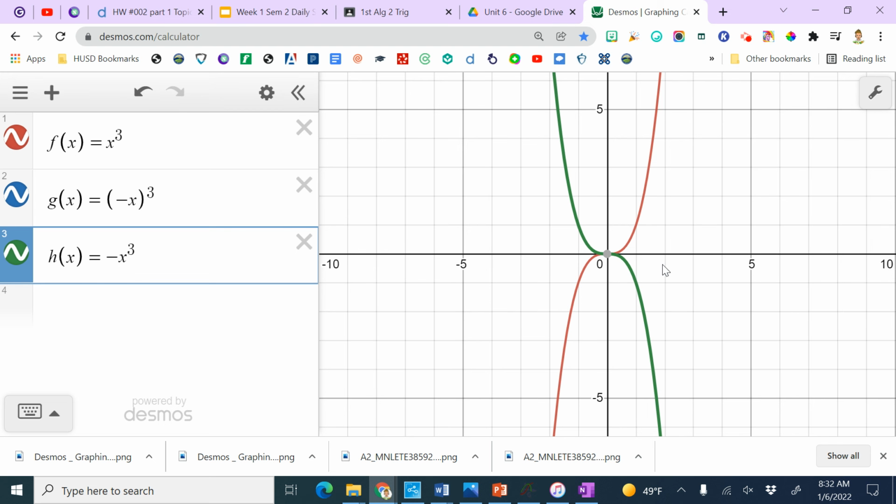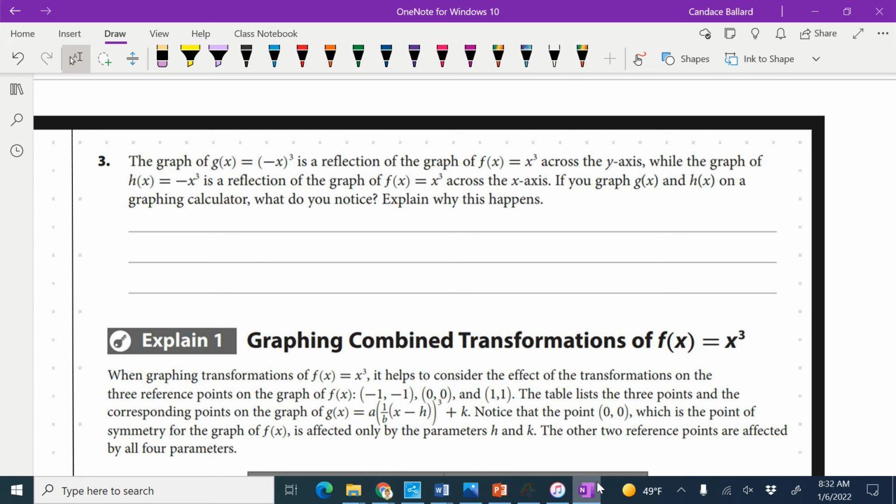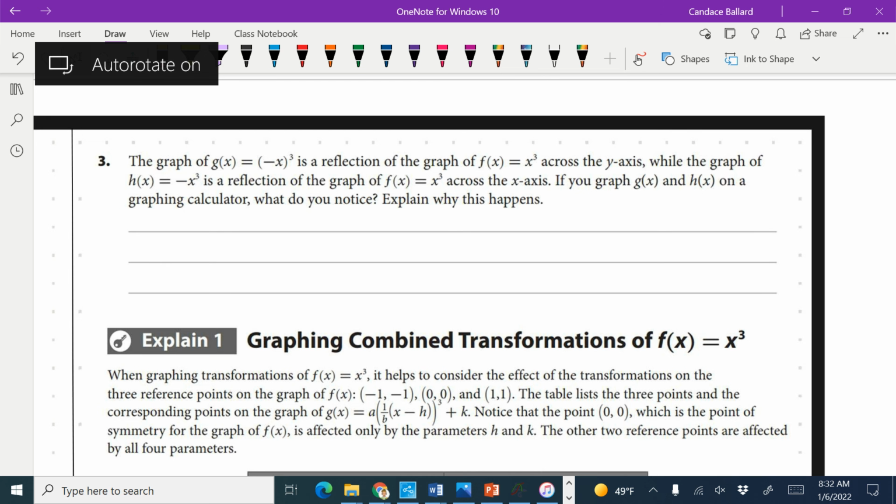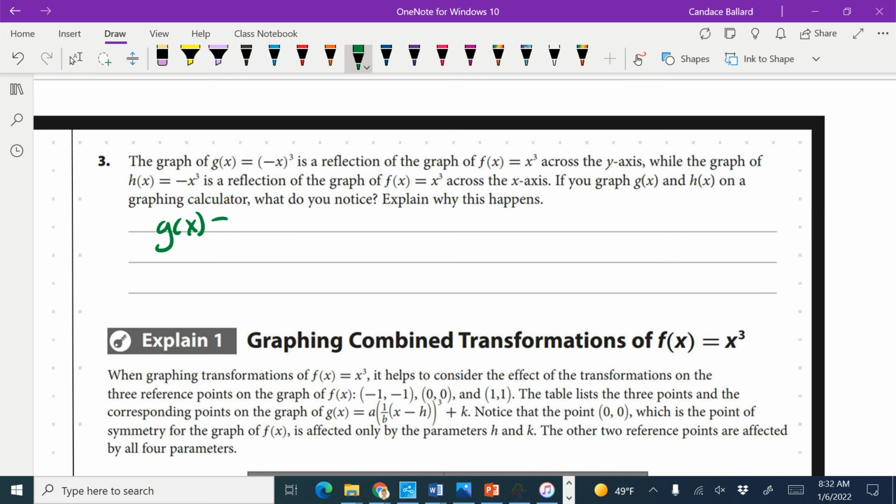Okay, so this one, the reflection works both directions. The reason that happens is, okay, let's look at the algebra behind it really quick. So g of x equals, what this is saying is negative x times negative x times negative x, cubed.